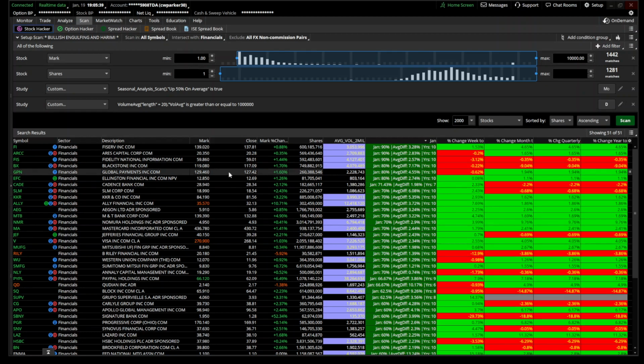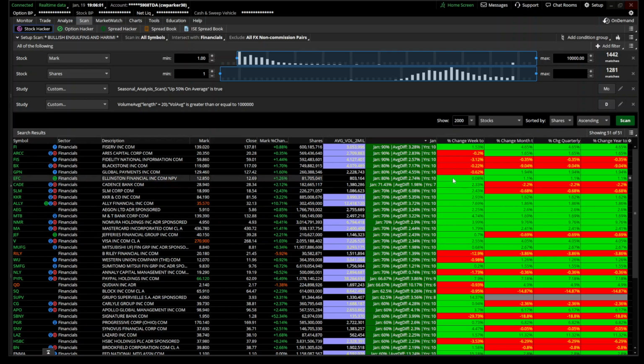So BX, and we can look across the board from its week, its month, everything is red. So it wouldn't have been a good candidate, but this, like I said, is for probability over the past 10 years for the stock.